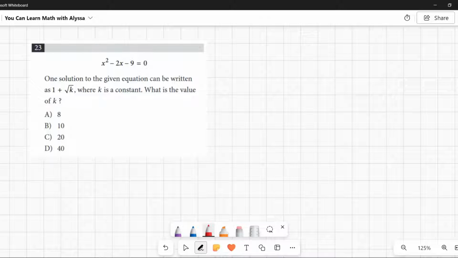Okay, so anytime you have a quadratic and this quadratic has a solution with a square root in it, factoring is out the window. Factoring is not going to give you those square root answers. The things that will give you the square root answers are the quadratic equation or completing the square. With this one, I'd probably go with completing the square.